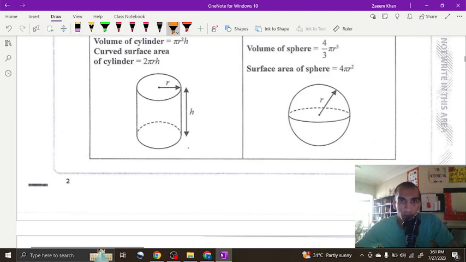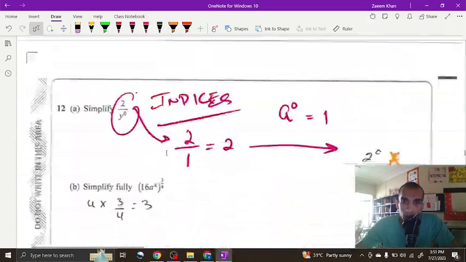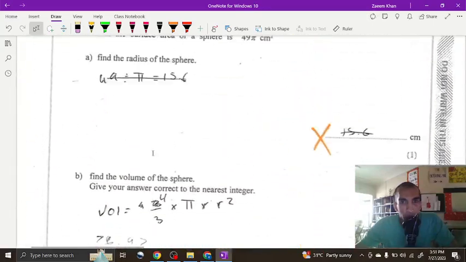The sphere. 4 pi radius squared. Yeah, or 4 pi r square. So let me take you back to the question. 4 pi r square. Let's plug that in.